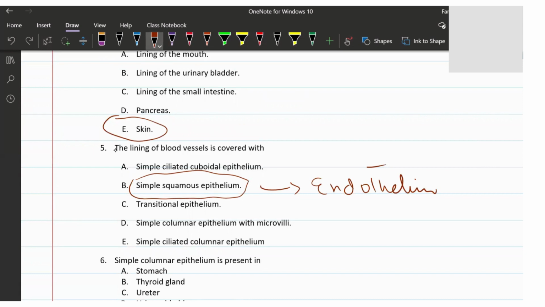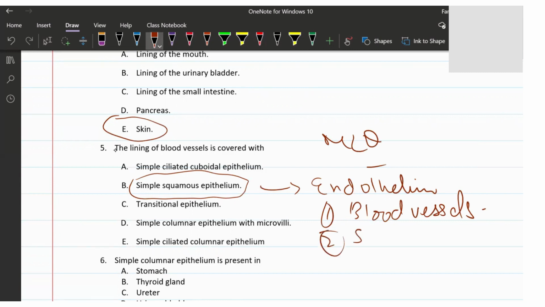So this is again another MCQ: endothelium lines the... Now this question will contain the sites. One of the sites, which one is the correct, is the blood vessels. Number 2 can be lining of stomach. Number 3 can be urinary bladder, and so on.